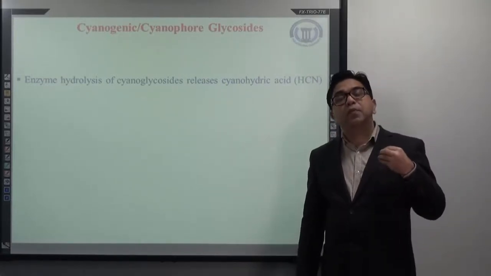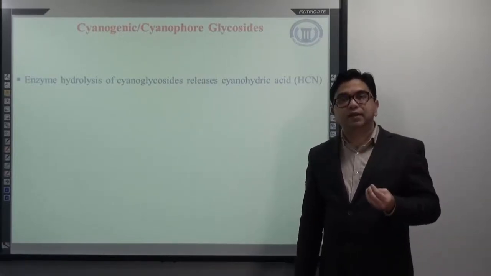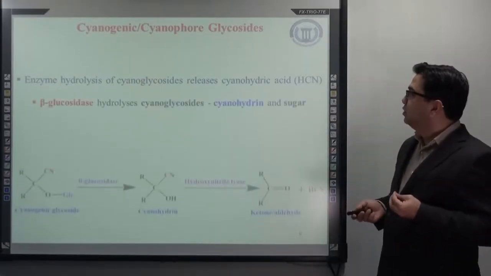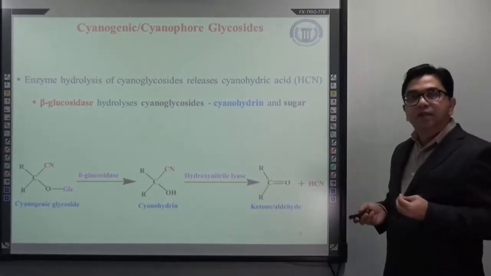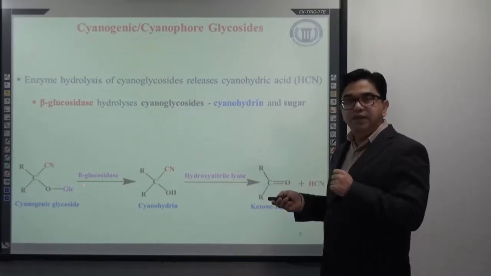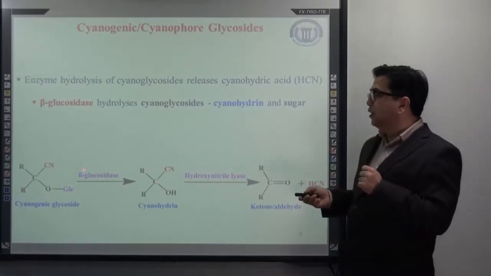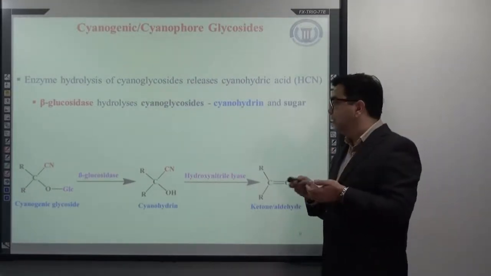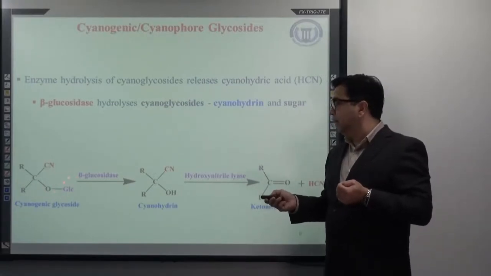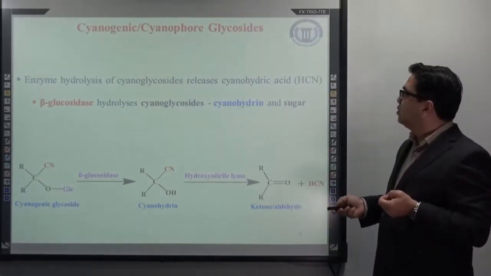So when people or animals get exposed to this cyanohydric acid, they get toxic effects or toxicity, which is harmful. So enzyme hydrolysis takes place with the help of two different types of enzymes. First one is beta-glucosidase and second one is hydroxynitrile lyase. So beta-glucosidase first causes hydrolysis of the cyanogenic glycoside, which breaks the linkage between the sugar and the aglycone and results in the formation of cyanohydrin plus sugar.